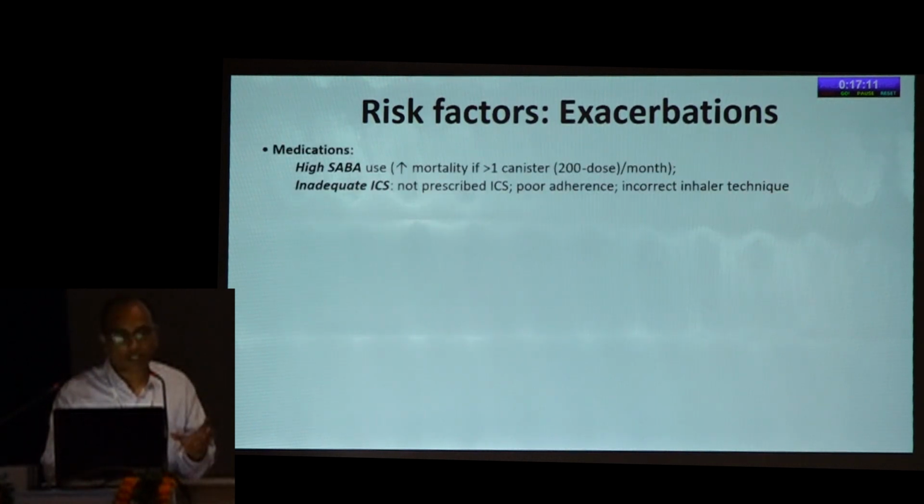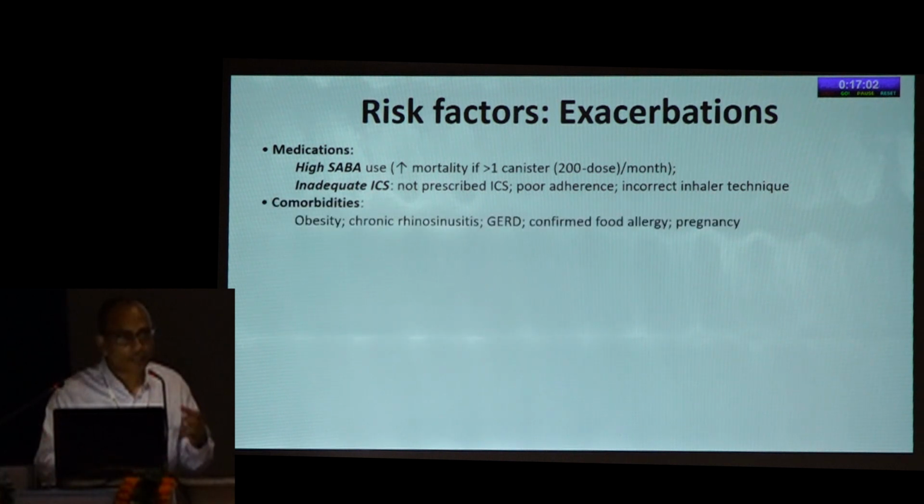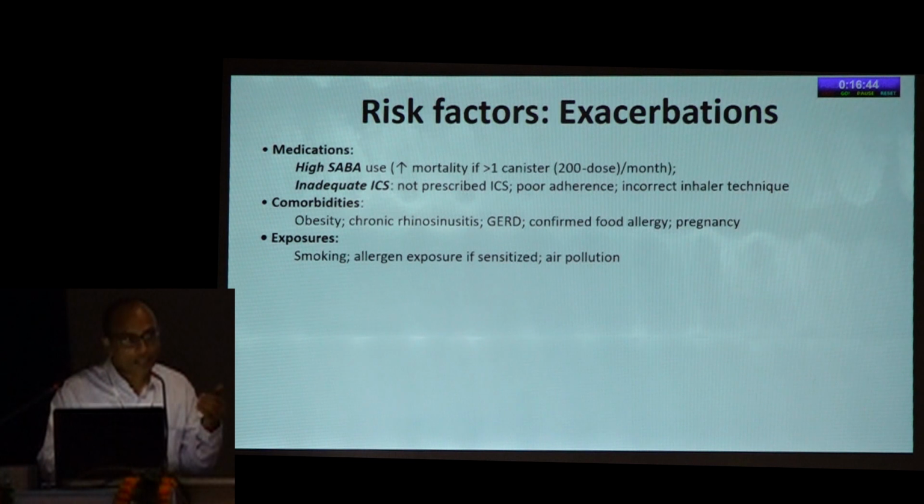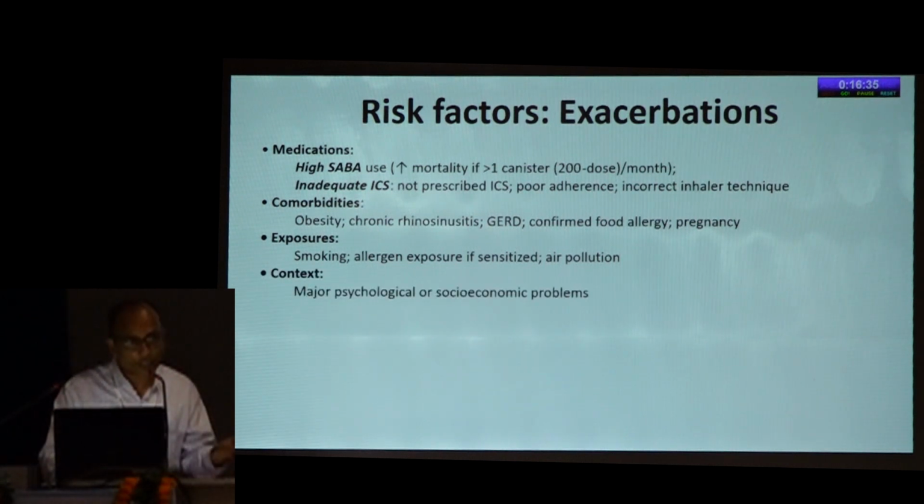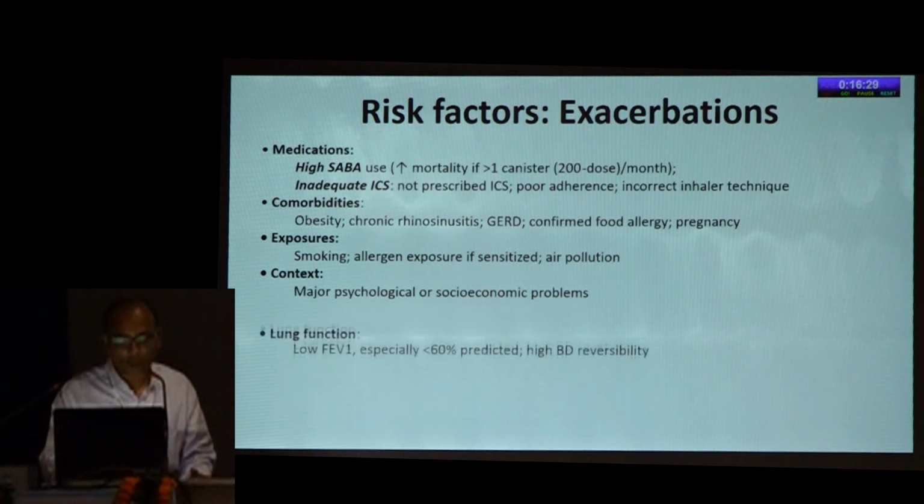How to assess risk factors for exacerbation? If a child is using 1 canister every month of SABA, or the inhaled corticosteroid is not going right, the adherence is poor, or the technique is wrong, this is one setting where you can have a risk for exacerbation. Then comorbidities: I just described obesity, chronic rhinosinusitis, reflux. These also mimic symptoms of asthma, as do food allergy and pregnancy, the latter in adults and bigger children. And if the child is exposed to smoking or air pollution, these also can create a scenario where a person is at risk for exacerbation even when the symptoms may seem controlled. Major psychosocial or socioeconomic problems can also contribute to this.